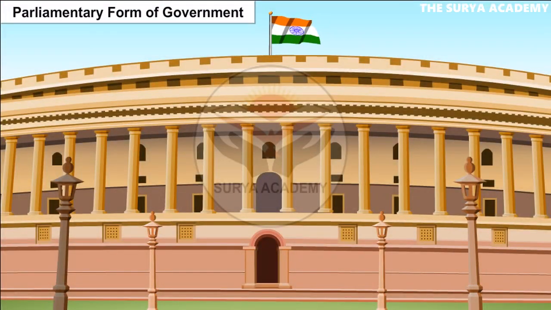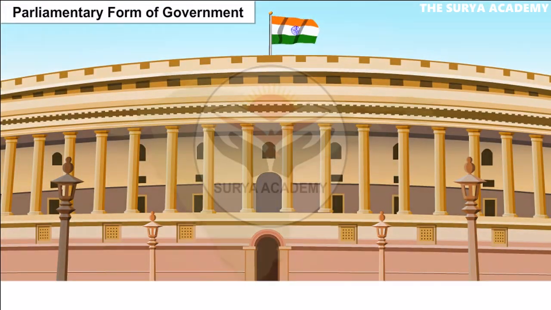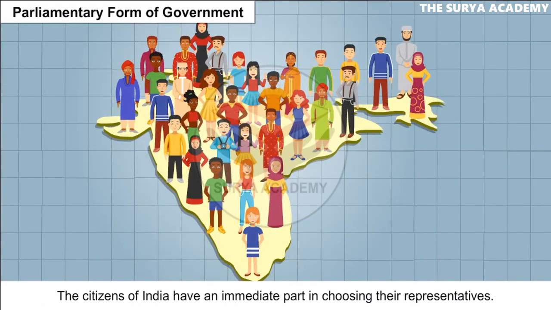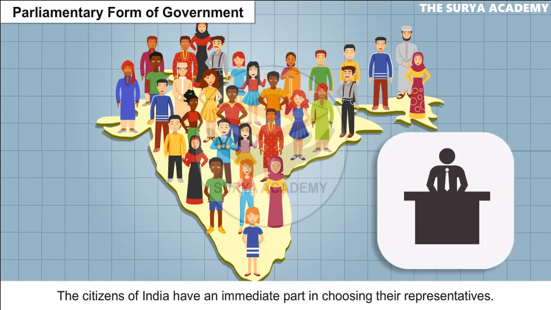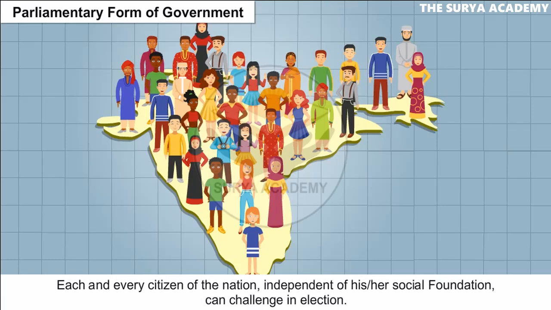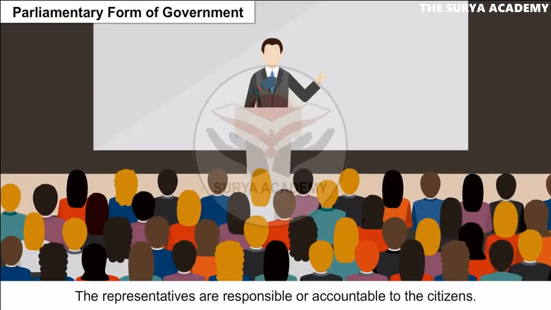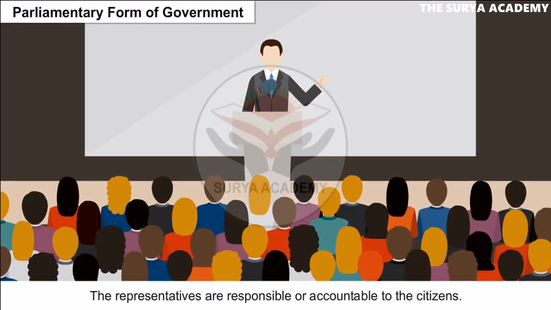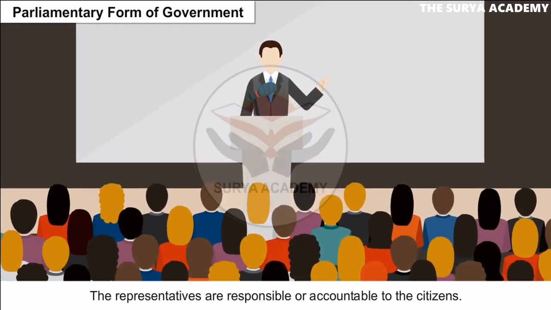Parliamentary form of government. The citizens of India have an immediate part in choosing their representatives. Each and every citizen of the nation, independent of his or her social foundation, can challenge in election. The representatives are responsible or accountable to the citizens.